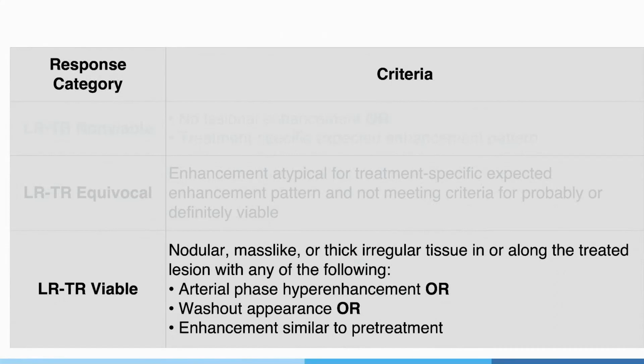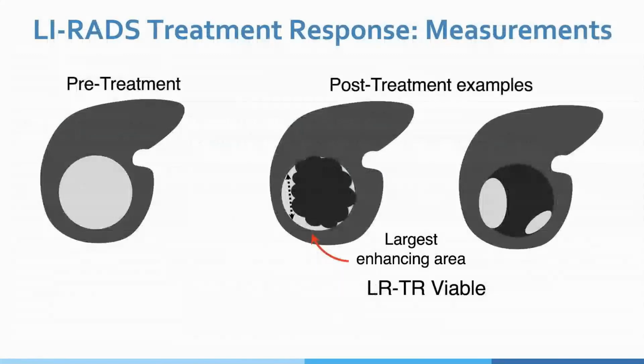So note that unlike LI-RADS 5, you don't have to have both arterial phase hyperenhancement and washout. You can have either or. And it's really based on the morphology of the enhancement. Is it nodular, mass-like, or thick irregular tissue? In terms of measurements, we adopted the convention proposed by modified RECIST, which is to measure the single largest enhancing area. And if you had separate nodules of enhancement, just pick the single largest nodule to measure disease.